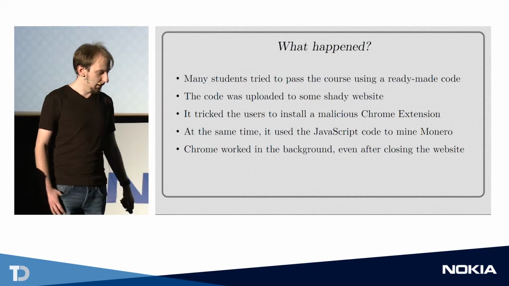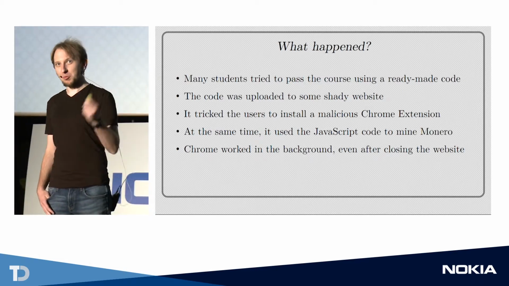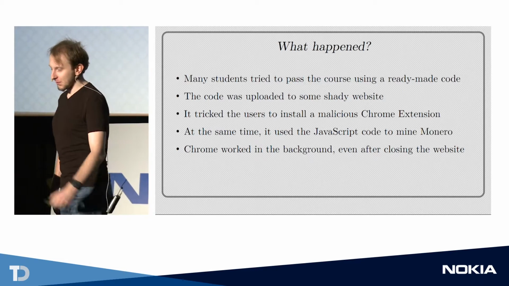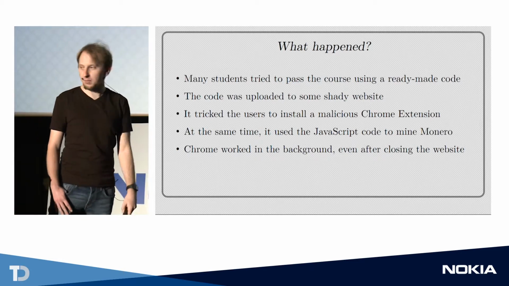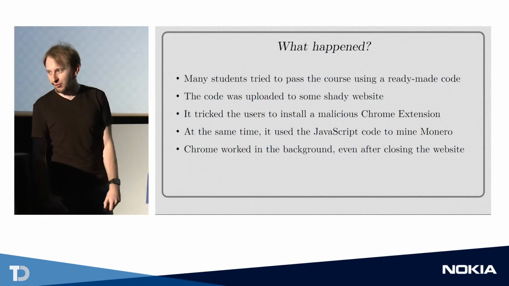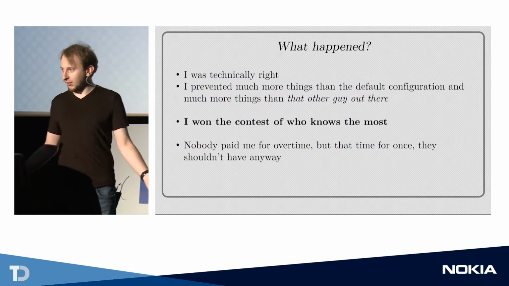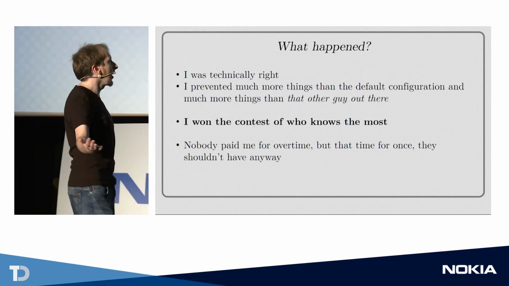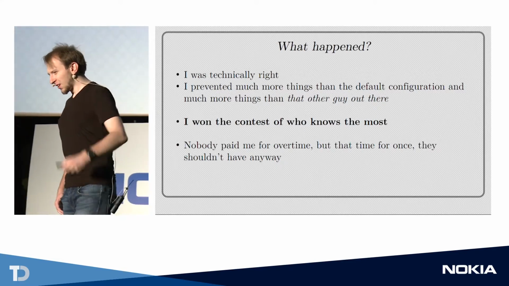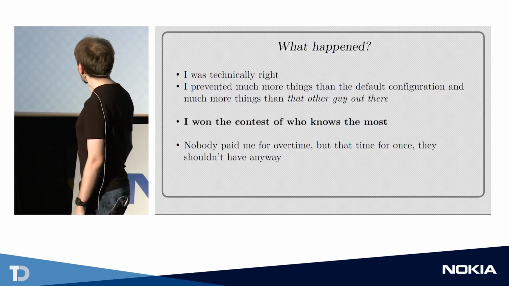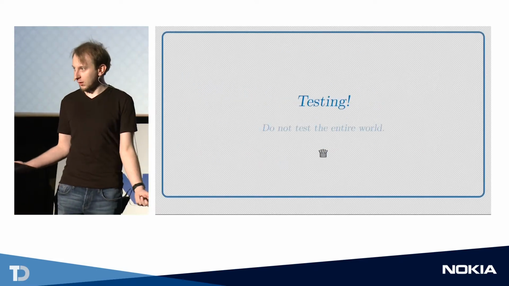Yeah. And this is one of those websites that has multiple download buttons. All of them, except one, are obviously malicious advertising. So it cheated all the users to install a malicious Chrome extension that started mining Monero. And underneath, there was also JavaScript that was mining even more Monero. Yeah. So I won the contest. Yeah, I was technically right. Everything was okay. I decided I need to get to the bottom of the problem, spent atrocious amounts of time to do this, and I was defeated by reality.